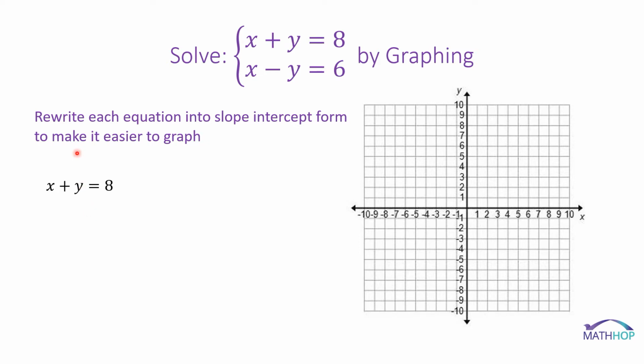Slope-intercept form simply means solve for y. You need y equals, so we have to get rid of the x. How do we get rid of an x over here? Well, the opposite of positive x is negative x. That means we subtract x from both sides of the equation.